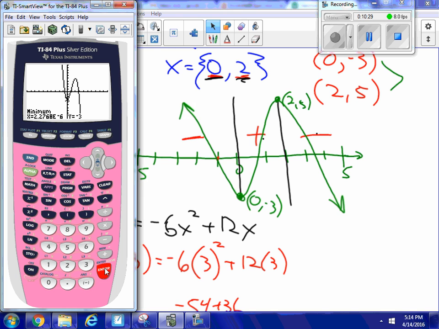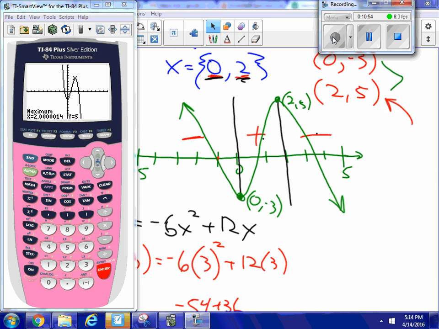How about my other one? Second calc, that's going to be a maximum, and my left bound, let's make it 1. And let's make my right bound, I don't know, 4. And I find that there, my maximum is at 0.25. Again, just as I had it right there. So I'm pretty happy with this result.